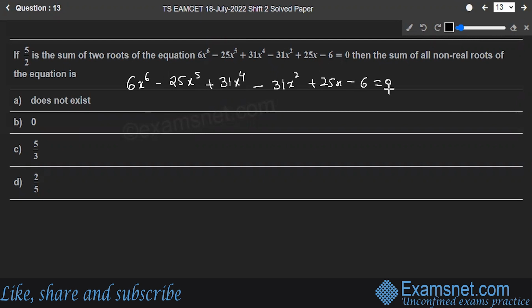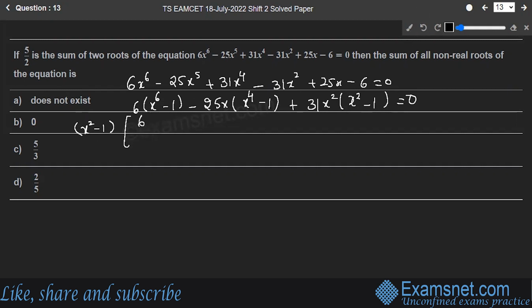So let's see, 6 into x raised to power 6 minus 6. I'm combining both of them and I'll take 6 common. So this will be 6 into x raised to power 6 minus 1, minus 25x into x raised to power 4 minus 1, then minus 31x square minus 1, here is plus 31, is equal to 0. Right? Now I'll take x square minus 1 common from all of them, you'll be left with 6x raised to power 4 plus 6x square plus 6, minus 25x into x square plus 1, plus 31x square is equal to 0.